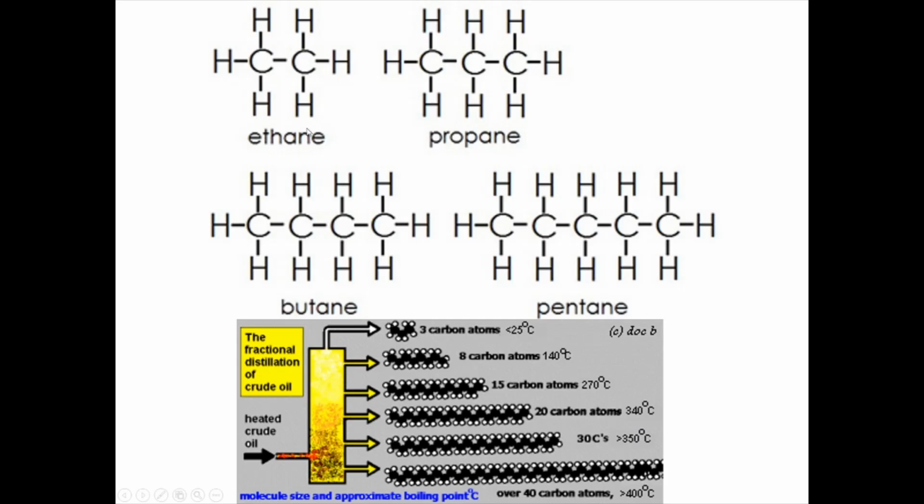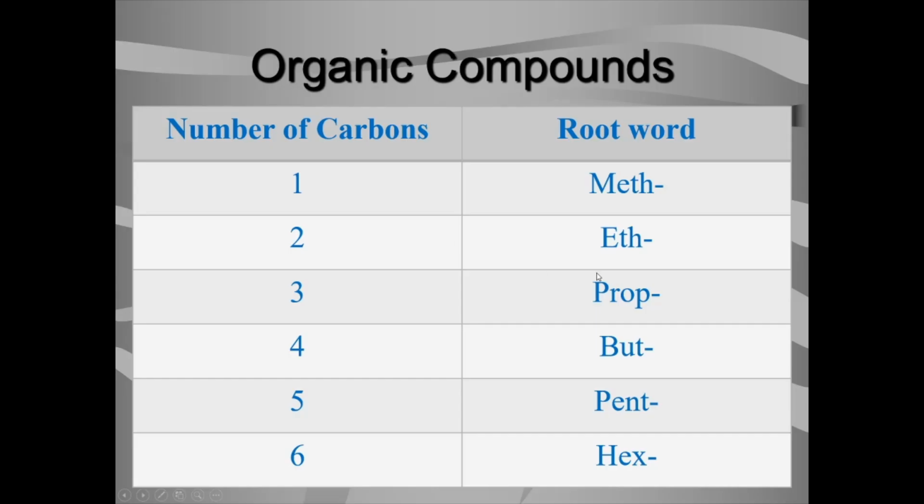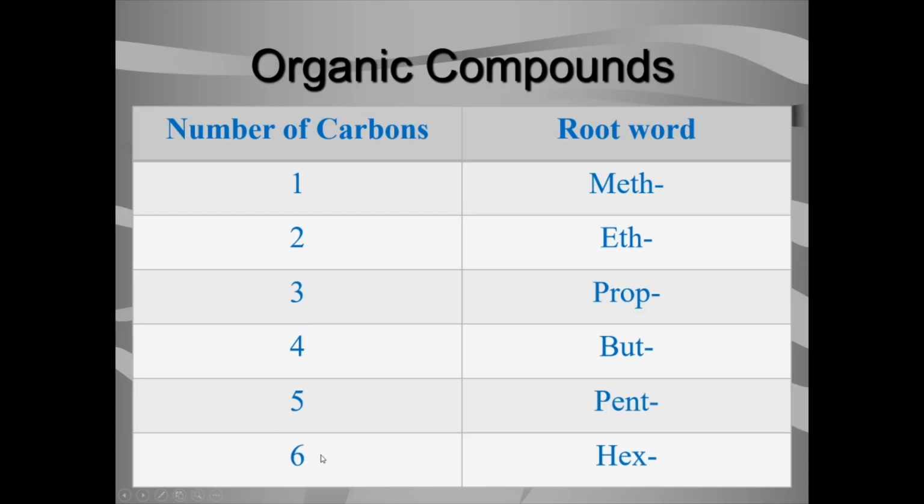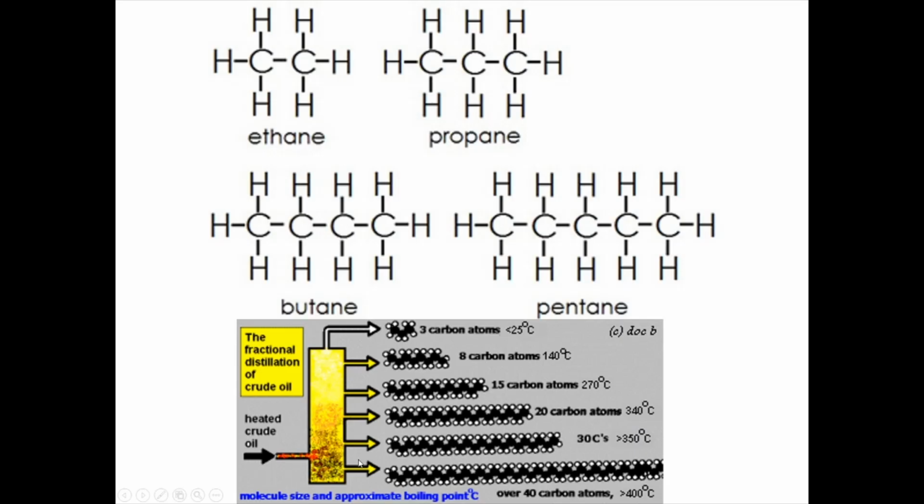Okay, so over here you can see eth for ethane because it has 2 carbons. 3 carbons gives us prop, right? Because we said prop was 3. 4 carbons is going to be but, so that's going to be like butane. Pentane is going to be 5 carbons, so the root word was pent. And then hex is going to be the root word for 6 carbons, but we don't have an example of hexane. But basically what we would do is just add another carbon surrounded by hydrogens.